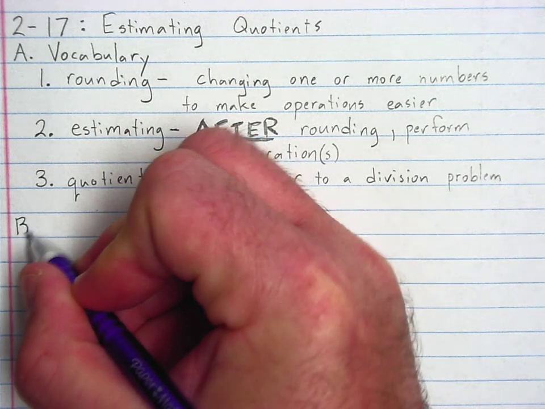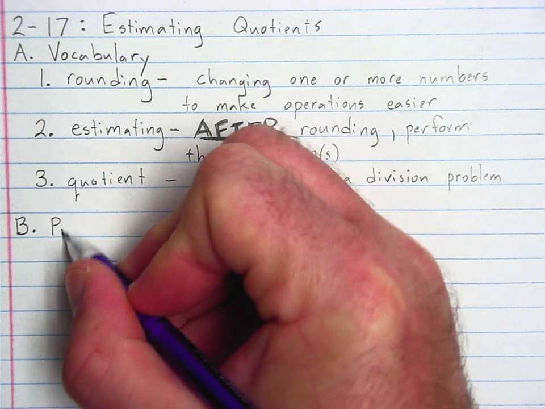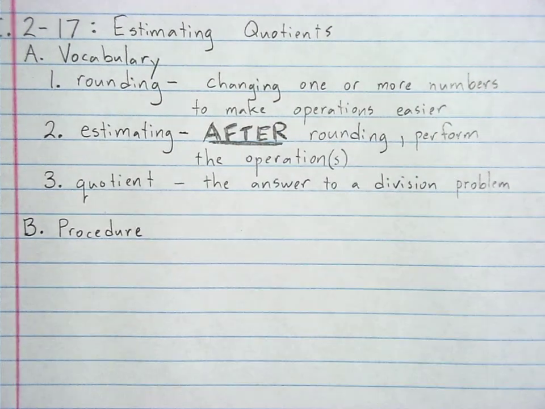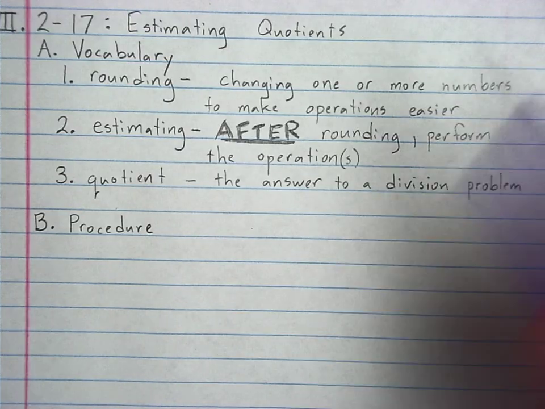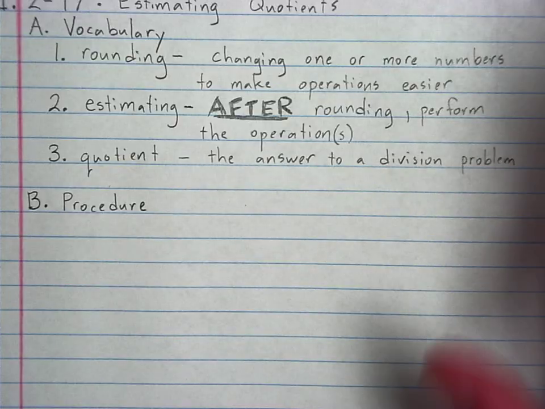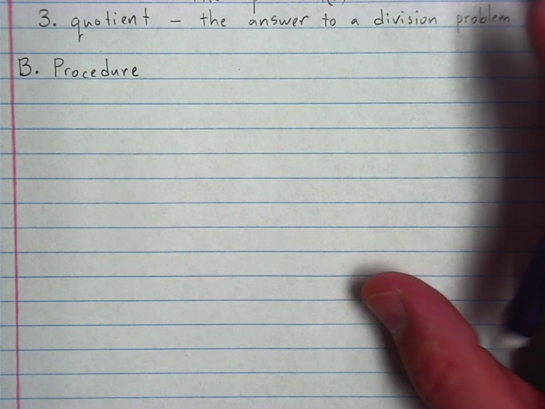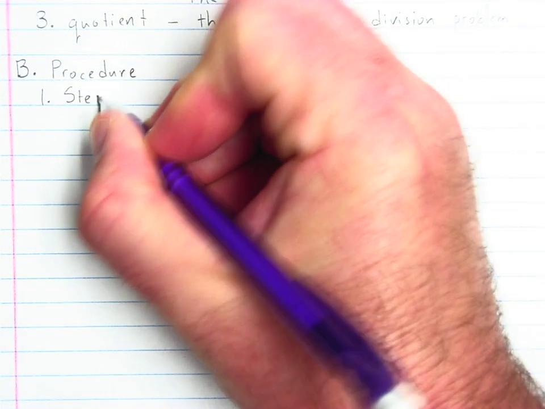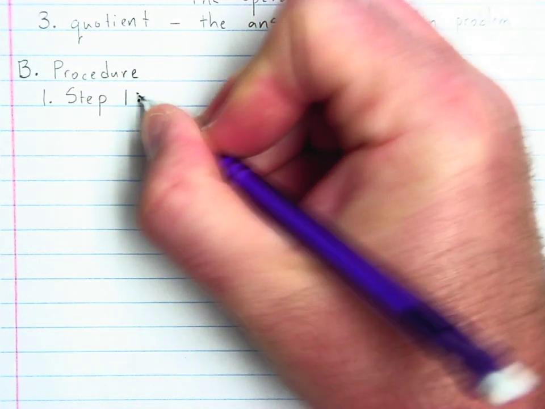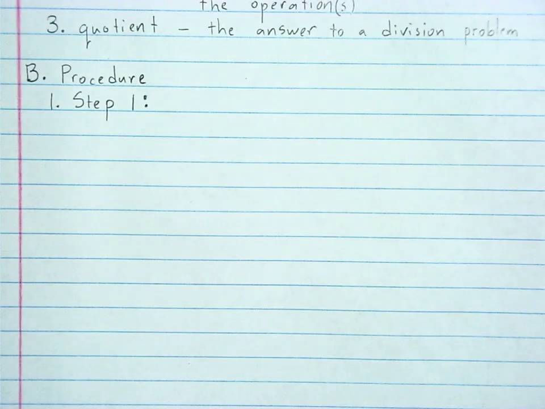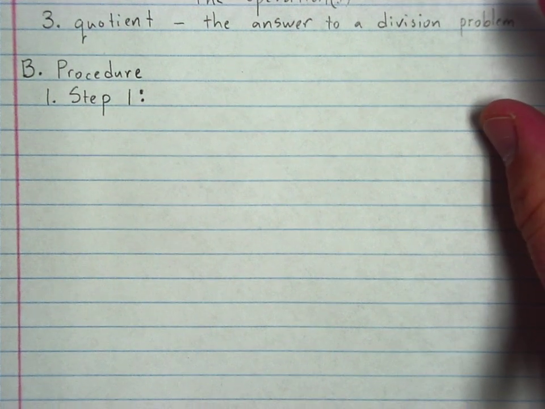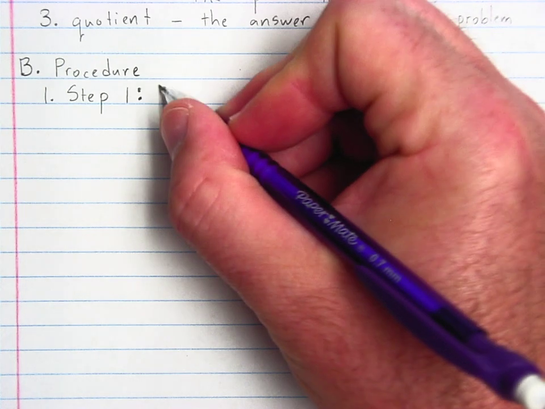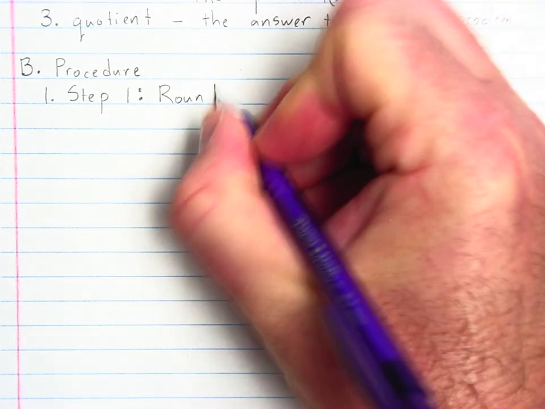All right, letter B. We get to talk procedure today. I feel like we did that a little in the last lesson, but it's been a while since it's been B. I don't know why that bothers me. Procedure. Step 1. Now in the past, you could just round whatever numbers you had, but I'm going to be very picky today. I'm going to throw a little more vocab at you that hopefully you remember from the last lesson.